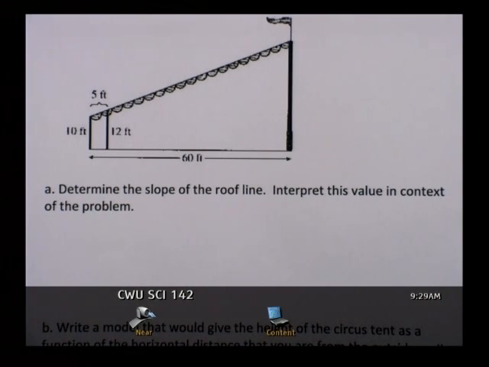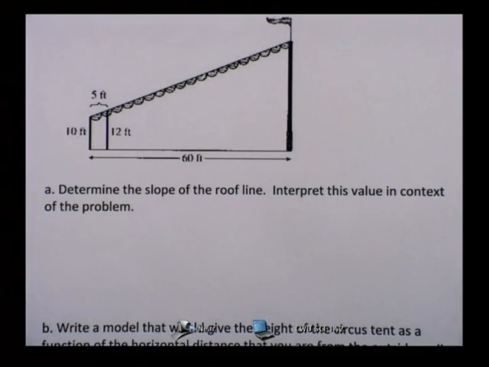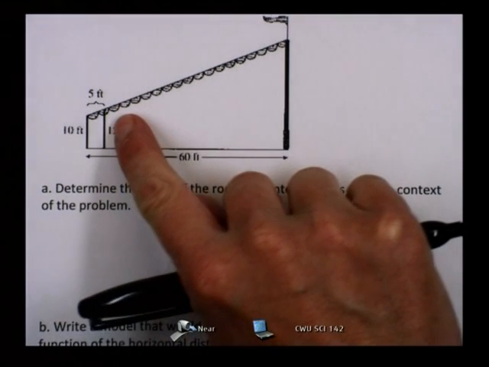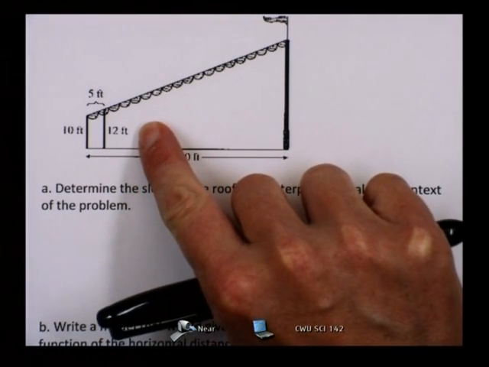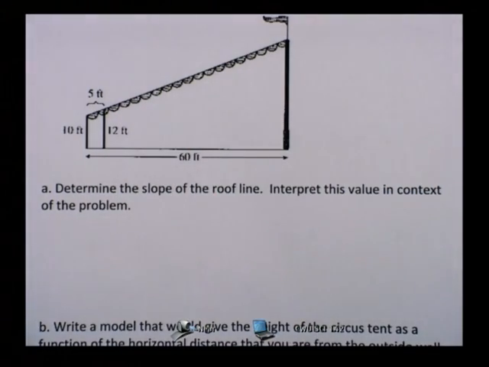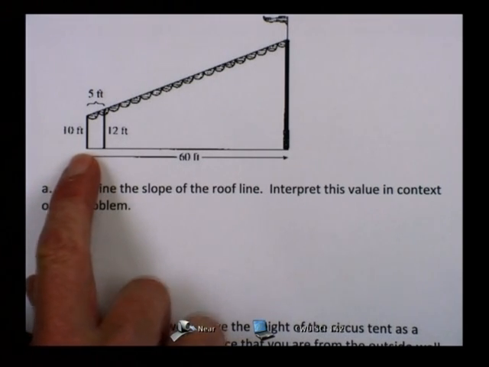So let's take a look over here, and we're going to look at this circus tent problem. The outside wall of a circus tent depicted in the figure is 10 feet high. 5 feet toward the center pole, the tent is 12 feet high, right here. The center pole of the tent is 60 feet from the original outside pole.